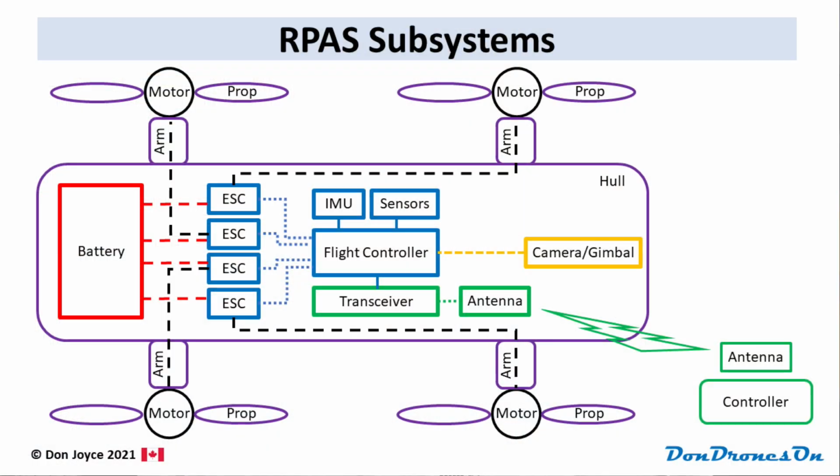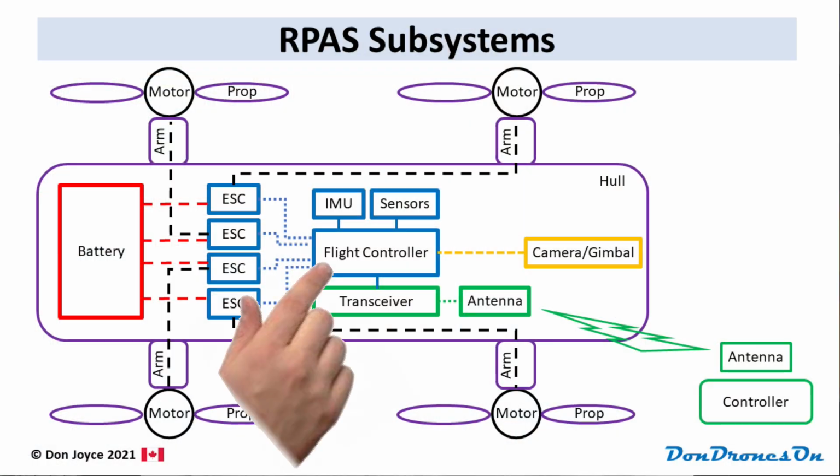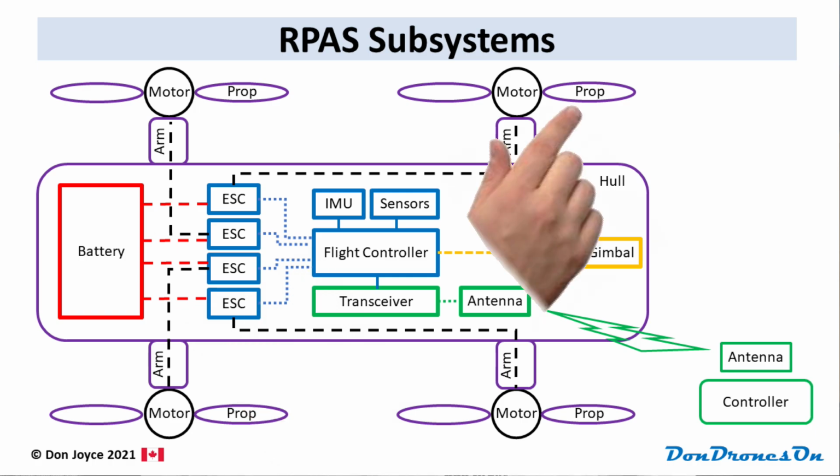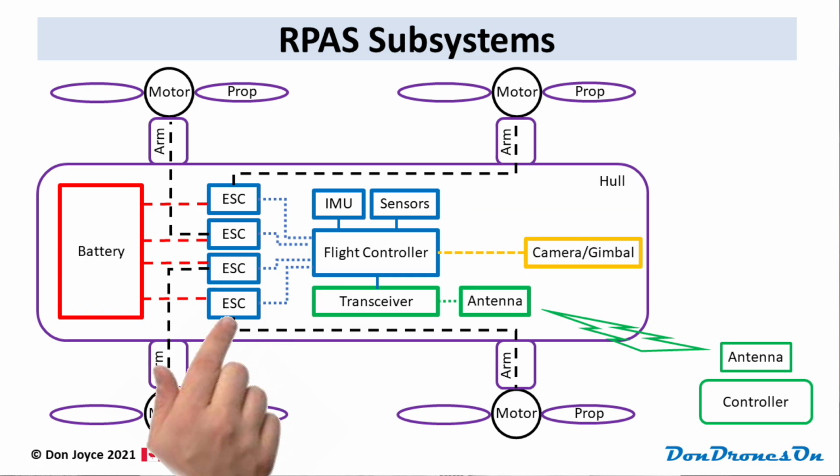Okay, so based on all of this information, the flight controller determines which propellers need to do what and provides appropriate instructions to those electronic speed controllers, or ESCs.